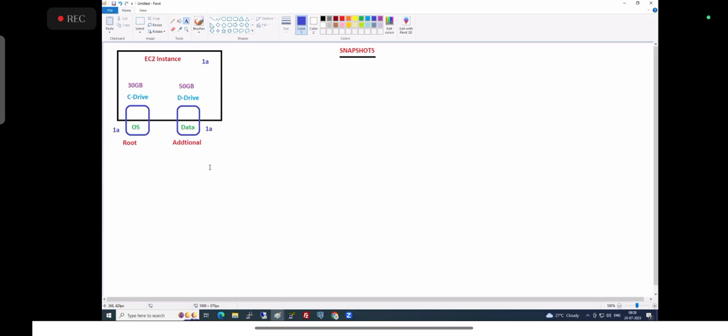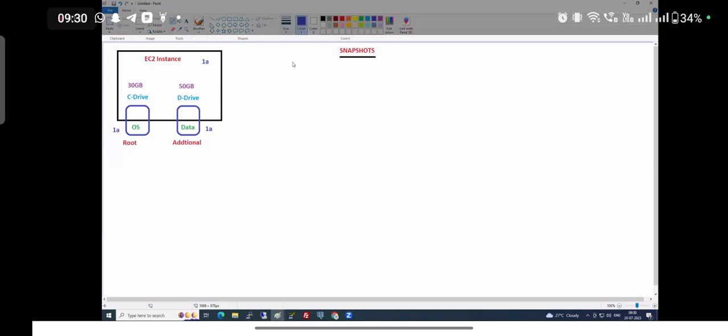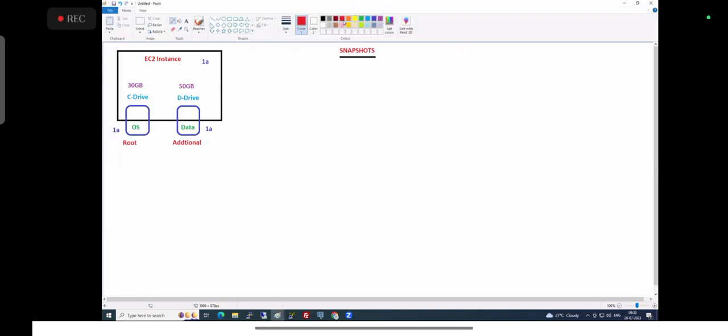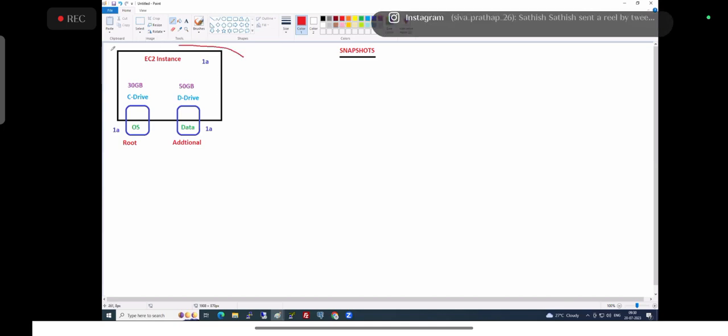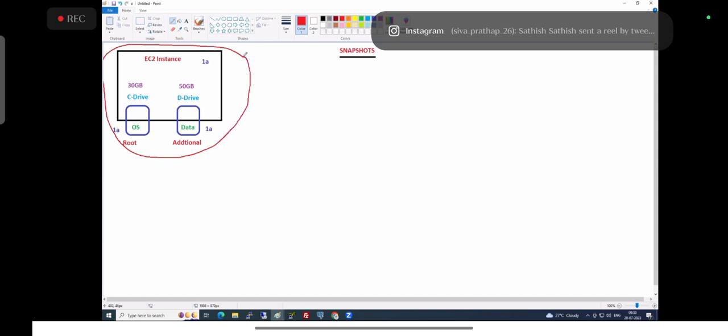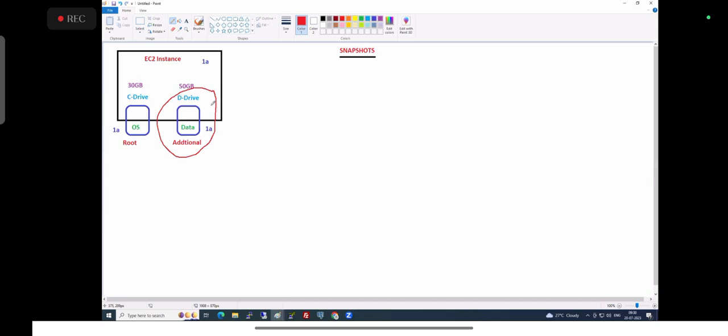Now I want to take the backup. Backup of whom? I'm not talking about the backup of the whole machine. I'm talking about the backup of the volume. I can take a backup of this volume also, and of this volume also. It doesn't matter whether it is root volume or additional volume. I'm talking about volume. That can be root, that can be additional.